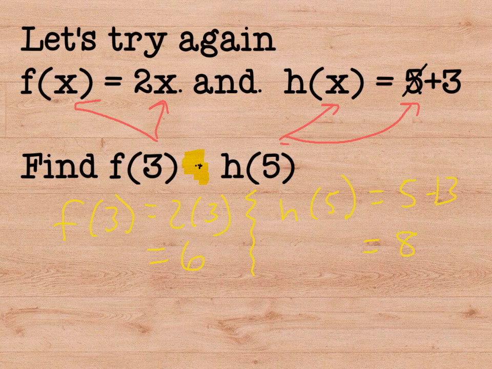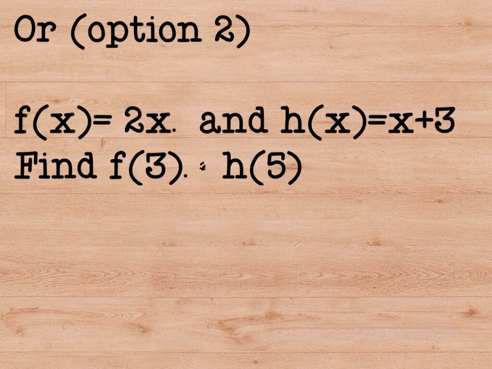Now I need to take care of that multiplication. So 6 times 8 gives me 48. I substituted for f, I substituted for h, and then I brought them together. Next we'll try that option 2 for those of you that prefer that.